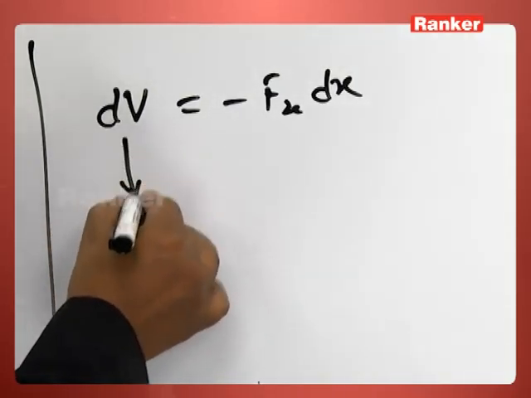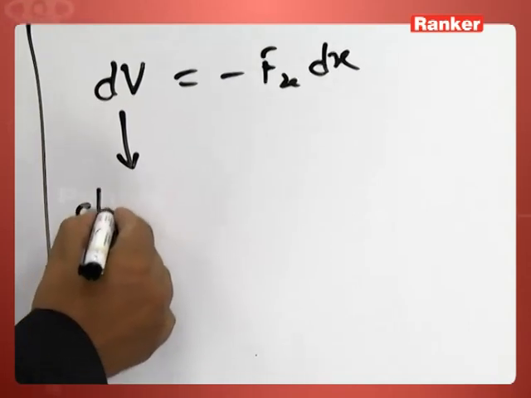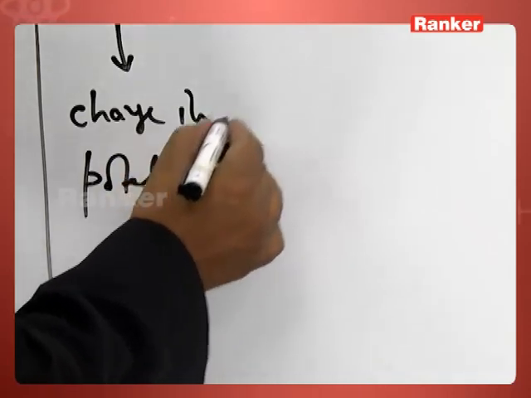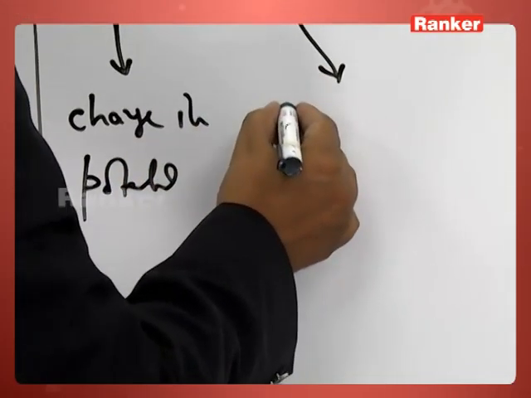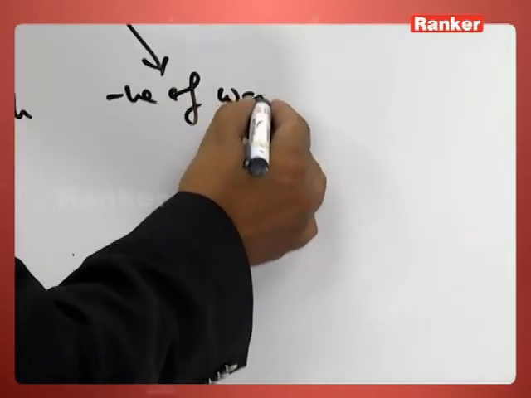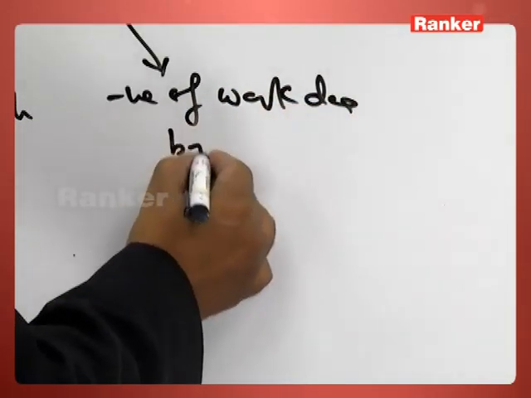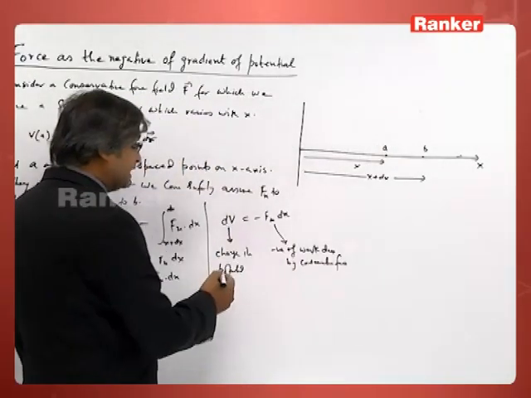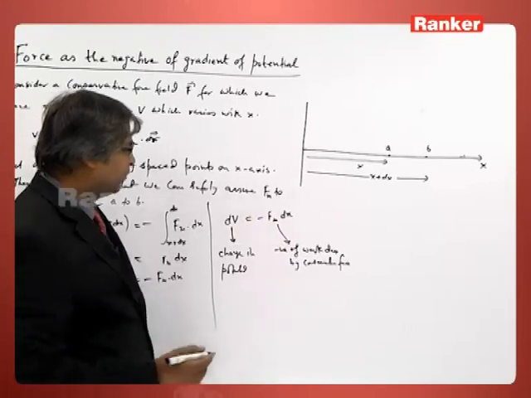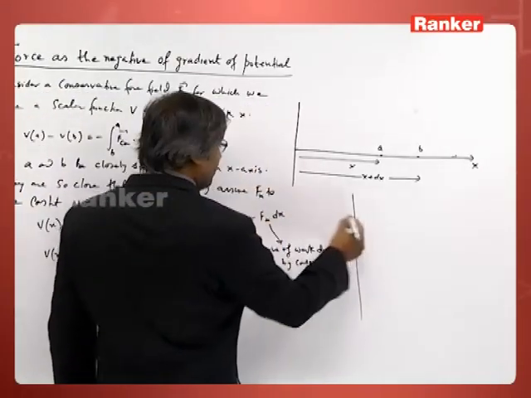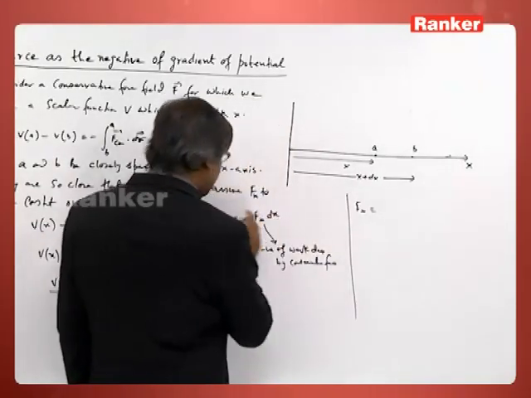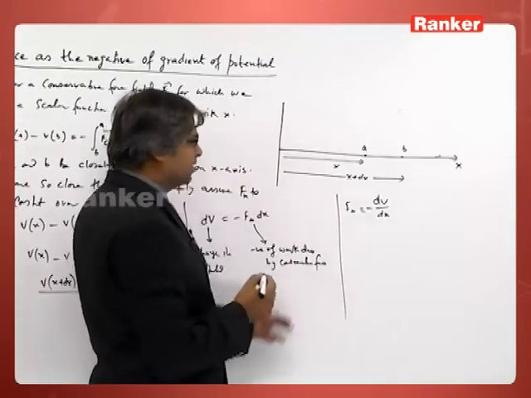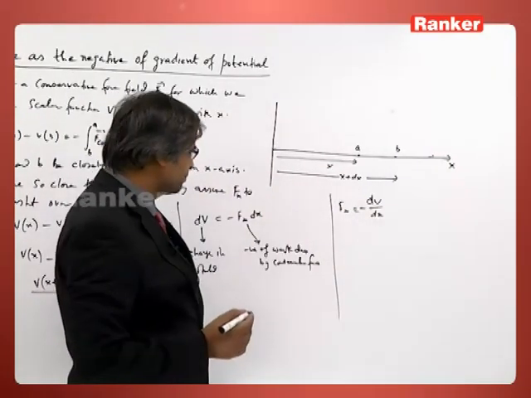So this popular form says that the change in potential is equal to the negative of the work done by the conservative force. We will write that Fx is equal to minus dV by dx. Fx is equal to minus dV by dx.